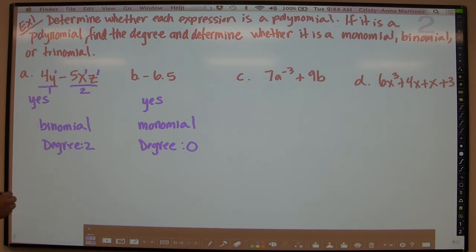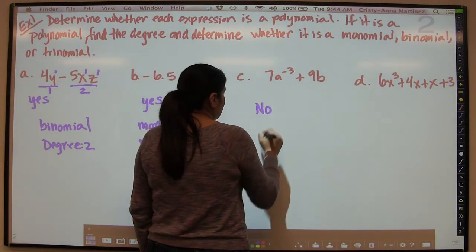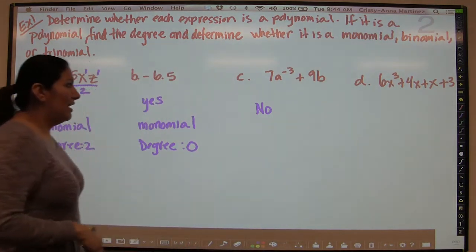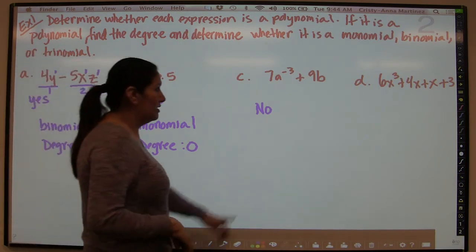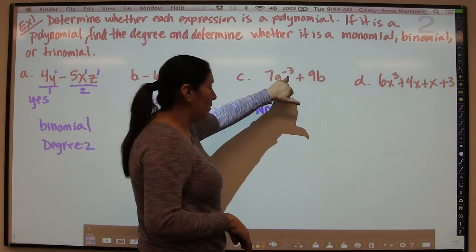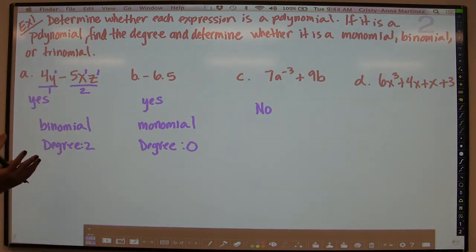Alrighty. Then in part C, this is a big fat no. The reason why it's a no is because although it's okay to have different variables, like in part A, you can't have negative exponents. So this a to the negative 3 power is no bueno. So that means it's going to be a no. Therefore, we don't have to worry about the degree, and we don't have to worry about whether it's a monomial, binomial, or trinomial. It's just going to be a big fat no.